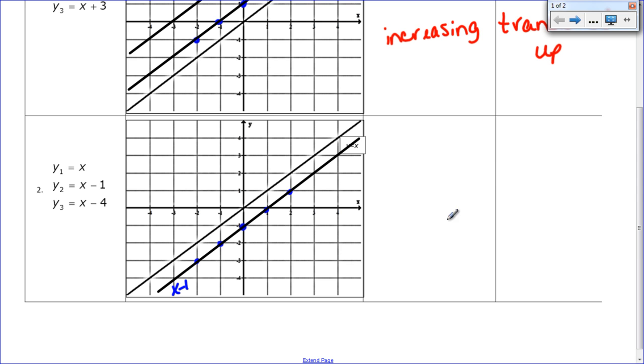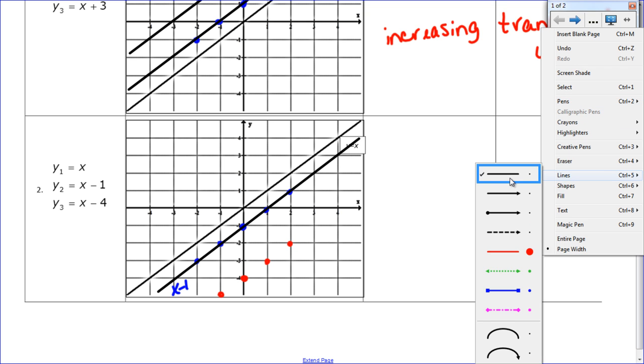So the next one is x minus 4, which means my y-intercept is way down here at negative 4. But my slope is still positive 1, so it's up 1 and over 1. So I can connect my points, make a line.